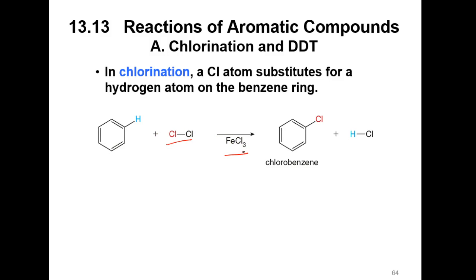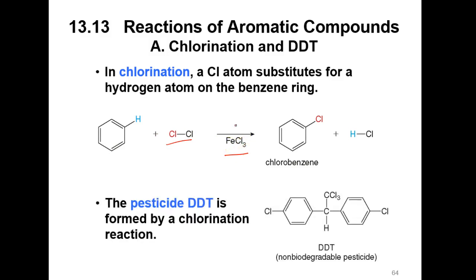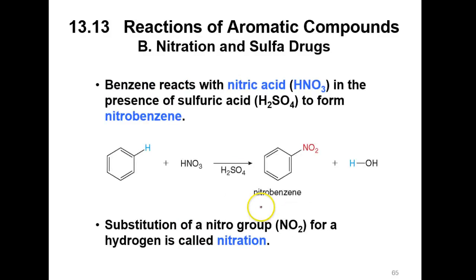Why would you want to do this? Well, DDT is a pesticide. How do you think you're going to synthesize this? This is not naturally occurring, so you have to synthesize it somehow. You have to attach these chlorines on. So you have aromatic compounds, you just add chlorine with iron chloride and you can attach the chlorines.